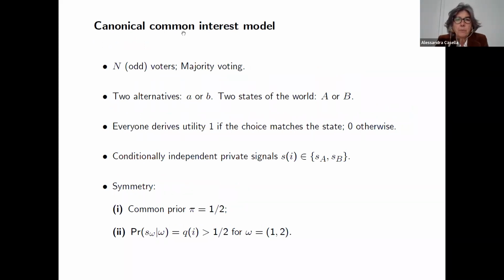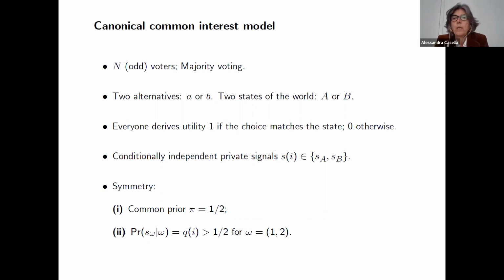As I said, the point of departure is a completely canonical common interest model. There are n voters, where n is odd, and there is majority voting. So the decision is taken according to the majority of the vote cast. So there are only two alternatives, little a or little b. There are two states of the world, big A or big B.